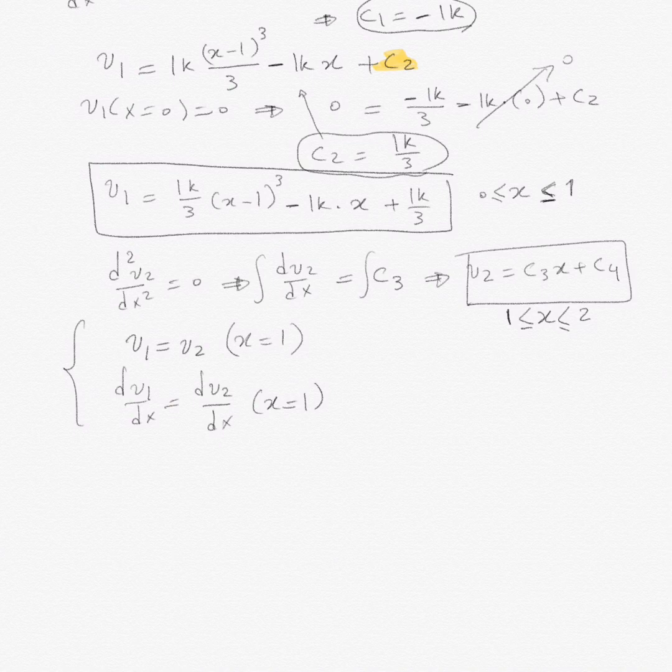So let's do that. So what is v1 at point x is equal to 1? Well, I already have my v1. Let's use a highlighter.